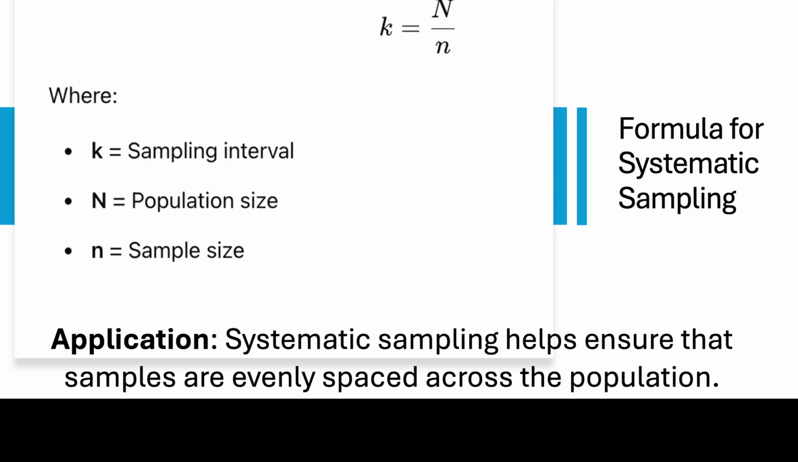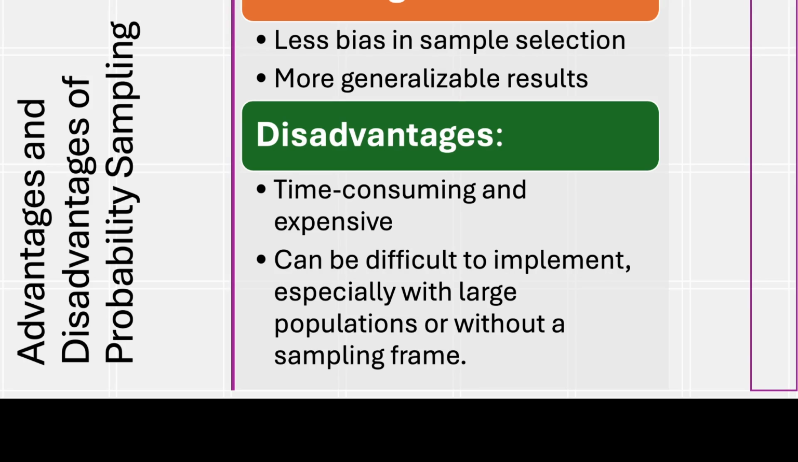Okay. So what is the formula? K is the sampling interval, N is the population size, and small n is the sample size. No? So what is its application? It's systematic sampling, which helps us ensure that samples are evenly spaced across the population.